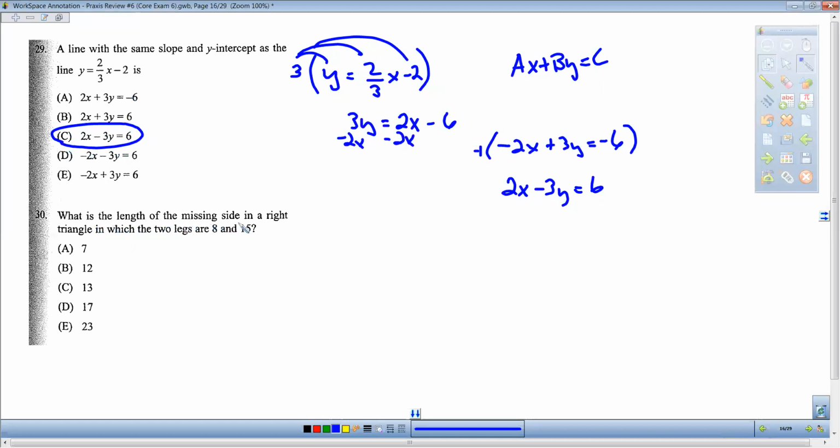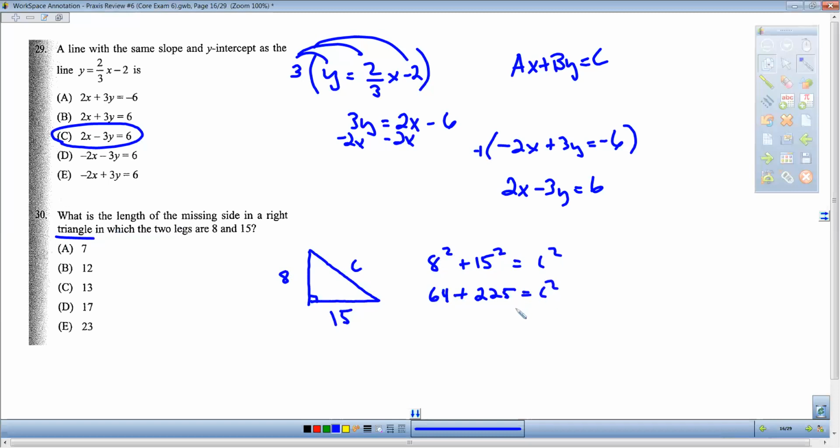30 says, what's the length of the missing side in a right triangle? So many times with our right triangle, we're using the Pythagorean theorem. And these are your legs, remember? And then this is your hypotenuse. So find the missing side if the two legs are 8 and 15. So we're looking for the hypotenuse. So 8 squared plus 15 squared equals c squared. So that's 64 plus 225. And that's going to be 289 equals c squared. And if you take the square root, you're going to get 17 as your answer.